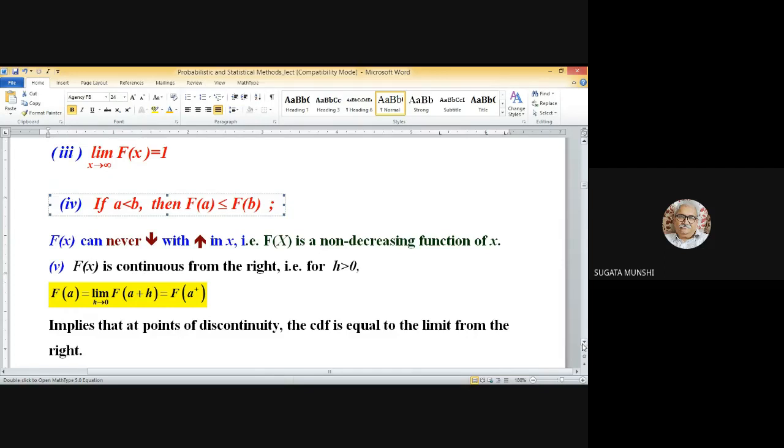So if the cumulative distribution function has points of discontinuity, when can it happen? When the random variable is discrete. Under that condition, the cumulative distribution function will be equal to the limit from the right, as revealed by this particular property.